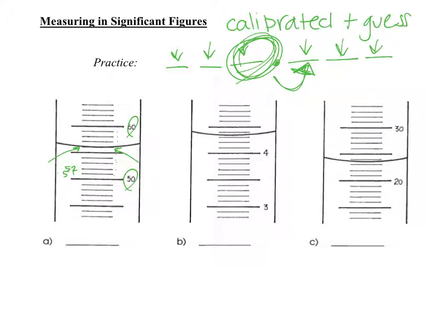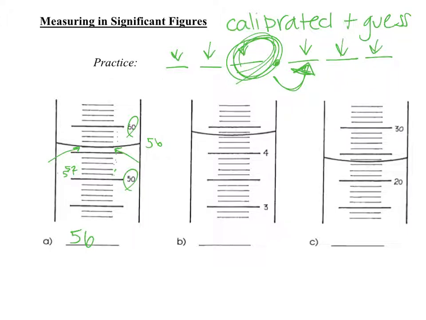So the way I'm going to report this measurement is I'm going to count 51, 52, 53, 54, 55. This would be the 56 mark here. Now because I'm going to say that that's pretty much dead on, the bottom of the meniscus is dead on the 56, I'm going to report my measurement as 56. That's what it's calibrated or marked to.